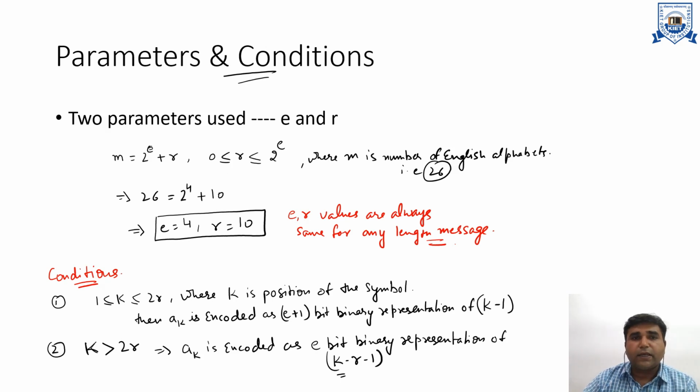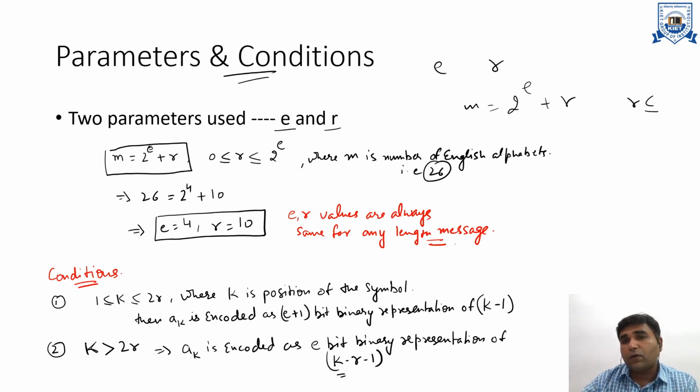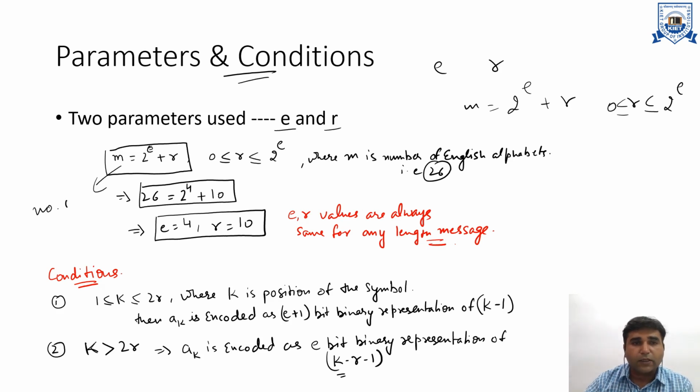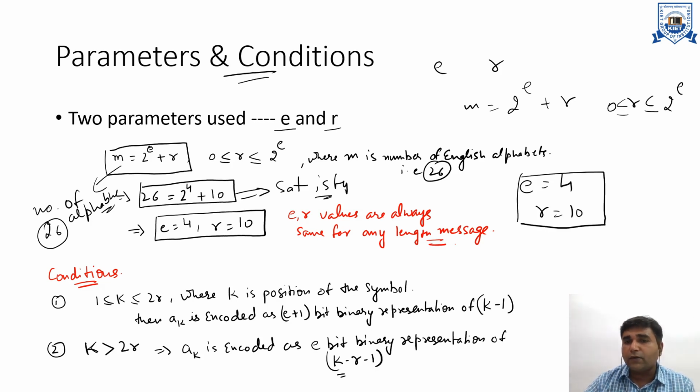Now come to the parameters and conditions. We will use two parameters, E and R, and there is a condition: m equals 2 raised to the power E plus R, where R should be greater than or equal to 0 but less than 2 raised to the power E. On solving this condition, we get 26 equals 2 raised to the power 4 plus 10. Here m is the number of alphabets. We have A, B, C up to Z, so there are a total of 26 alphabets. So the value of m is 26. If we put the values of E and R as 4 and 10, this equation is satisfied. So the value of E is always 4 and the value of R is 10.